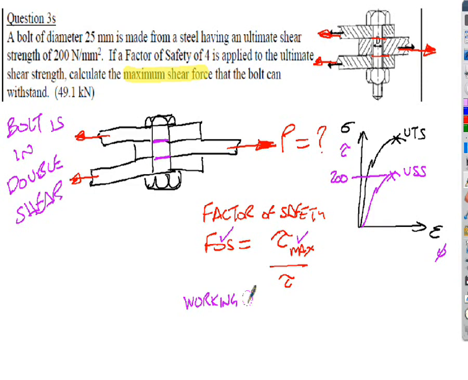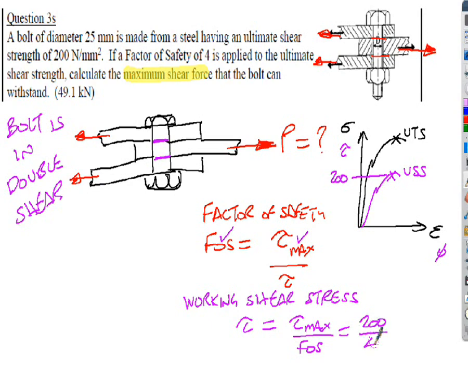So I transpose the equation for the working shear stress, that's the stress we can apply. Just a bit of transposition, three variable transposition. So the working shear stress, the stress we're allowed to use, is the ultimate shear stress, which they say is 200, divided by the factor of safety they want, which is 4. So 50 newtons per millimeter squared is the stress level we're allowed to use in this particular case.